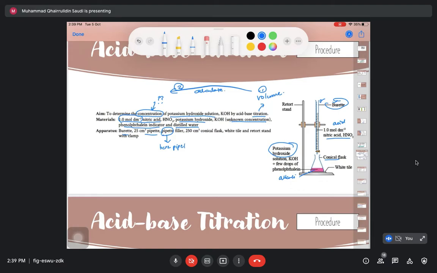Because the pipette is more... what? Accurate. Good. Accurate. Okay. This one, we don't know the concentration, but we have to know the volume. Okay, we have to know the volume. This one, we don't know the concentration. Terbalik dengan yang ni. Yang dalam burette, we know the concentration, but we don't know the volume needed.